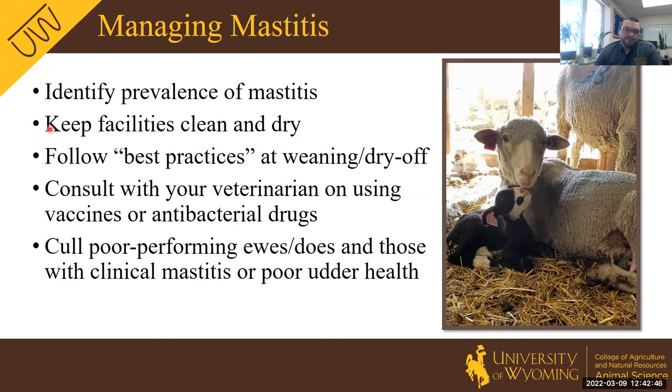We also want to keep our facilities clean and dry. Again, clean and dry facilities prevent some of that environmental growth of bacteria. So if there's fewer bacteria within the environment, that lowers your risk of mastitis. We also want to follow our best practices at weaning and dry off. So reducing that plane of nutrition, restricting our feed and water access, lowering the protein levels within the ration will help that ewe or doe dry off, reducing milk production, repartitioning nutrients away from milk production to maintenance.